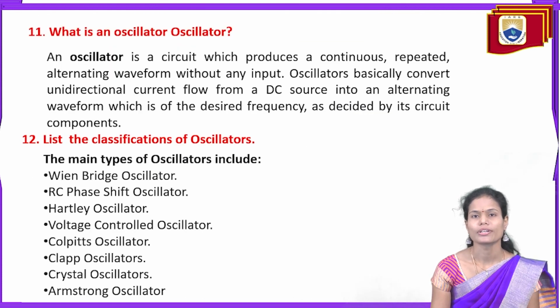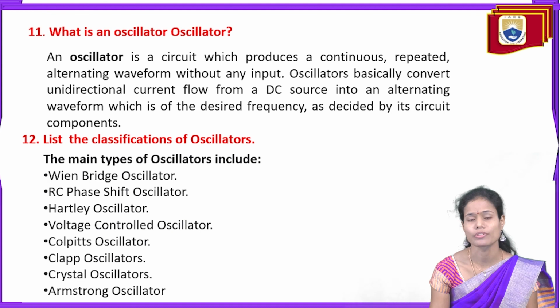Next one is, what is an oscillator circuit? So oscillator is an electronic circuit which can be used to generate the different types of waveforms without applying any input signal. If we provide the DC signal to the oscillator, it will generate the oscillations.